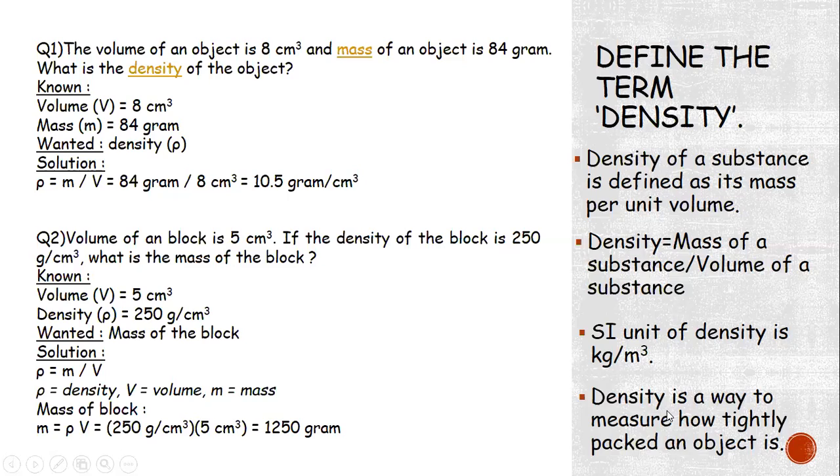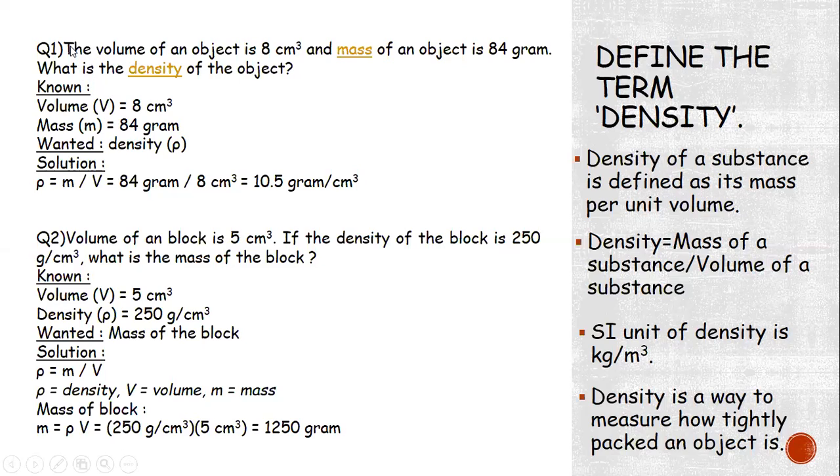So how are we going to show that? If we have a high density, it means more molecules in a unit volume. So more molecules in the unit volume means that the molecules are tightly packed. So these are a few numericals for finding the density, mass or volume.